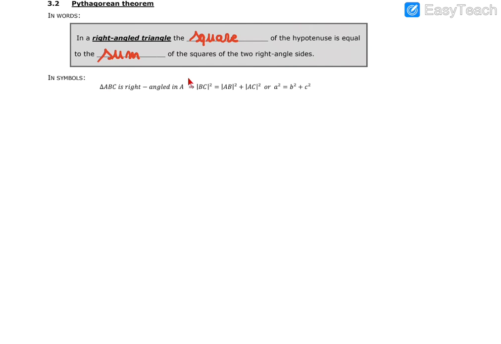So we're still working in a right-angled triangle as we did in all the previous proofs. And then here is the Pythagorean theorem. So the square of the hypotenuse is equal to the sum of the squares of the two right-angled sides. Here in short, or in small letters. Of course, this only applies if a is the hypotenuse and b and c are the two right-angled sides.